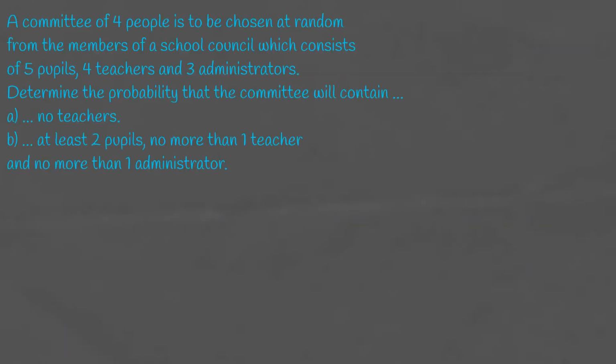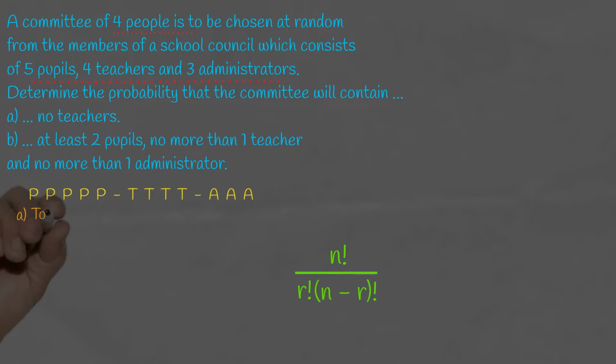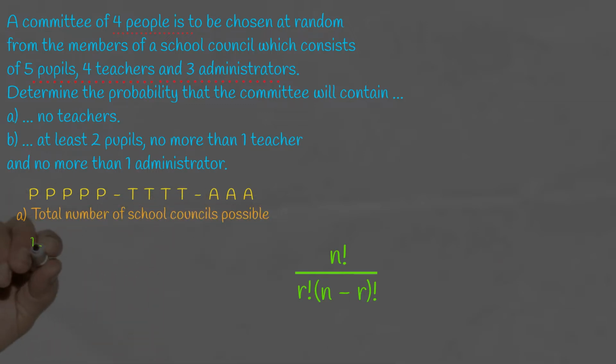In the next question, we're choosing 4 people for a committee from 5 pupils, 4 teachers and 3 administrators, and we want the probability that the committee contains no teachers. This is the formula for combinations. And first we're going to use the formula to work out the total number of ways we can choose 4 people from the 12 available.